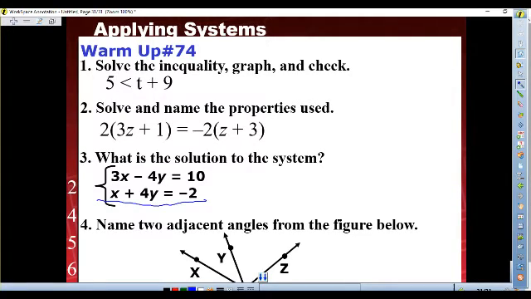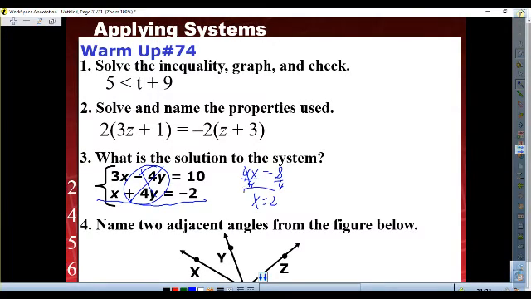So which one eliminates? The y's, yes? So what is 3x plus 1x? That's 4x. 10 minus 2, that's 8. Divide by 4. X equals 2.